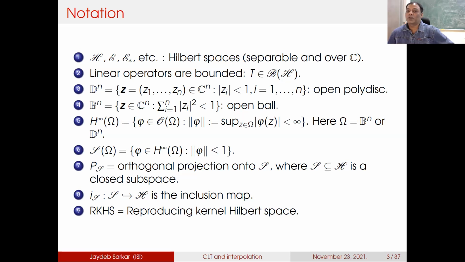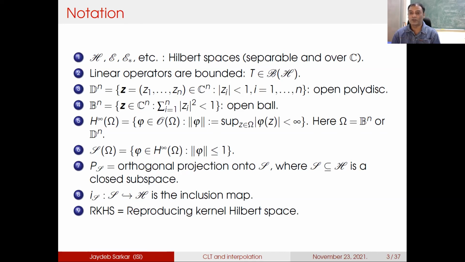So here are a couple of notations: H, E, and E star, I'll say E and E star, etc. will be Hilbert spaces, and they're always separable and over C. Linear operators will be assumed to be bounded, and this is the notation. This is Dn, the n polydisc, and this is the notation for elements in Cn. Subsequently, this is Bn, the open unit ball, and here is your H infinity of omega. Well, for us, omega will be either Bn or Dn. And this is the favorite Banach algebra, and of course, we talk about several variables.